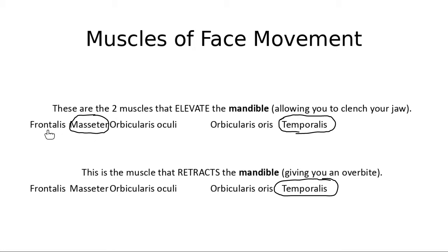Frontalis raises up your eyebrows. Orbicularis oculi closes your eyes. And then orbicularis oris closes your mouth. These theoretically should be some easy muscle movements to memorize. It's a whole lot less than last week, right? We had a lot of movements last week.